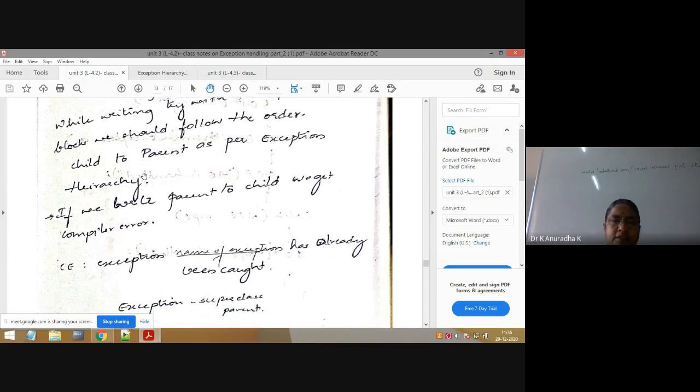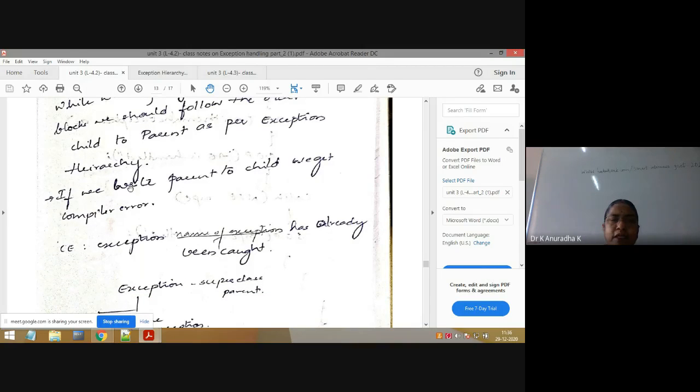Next, if we write parent to child, we get a compiler error. I will explain this concept also with the program. So I will explain these two concepts with programs. Why should we write child to parent only? Why can't we write parent to child? Suppose if you use parent to child, what will happen? Like that, we will discuss all these concepts in programs.